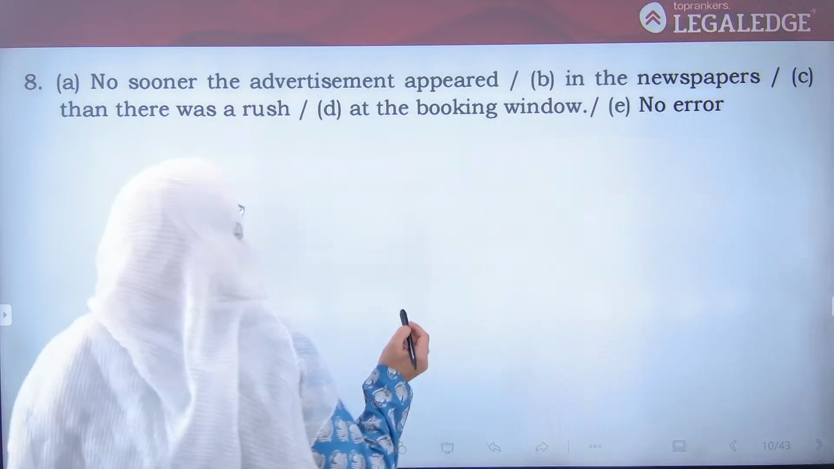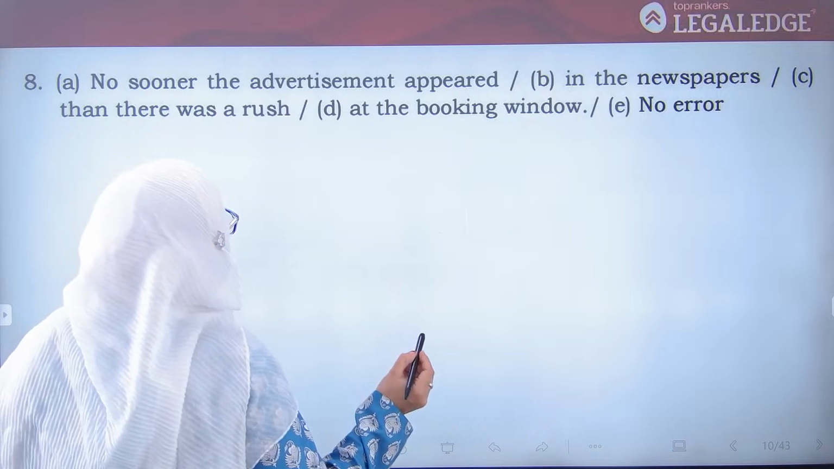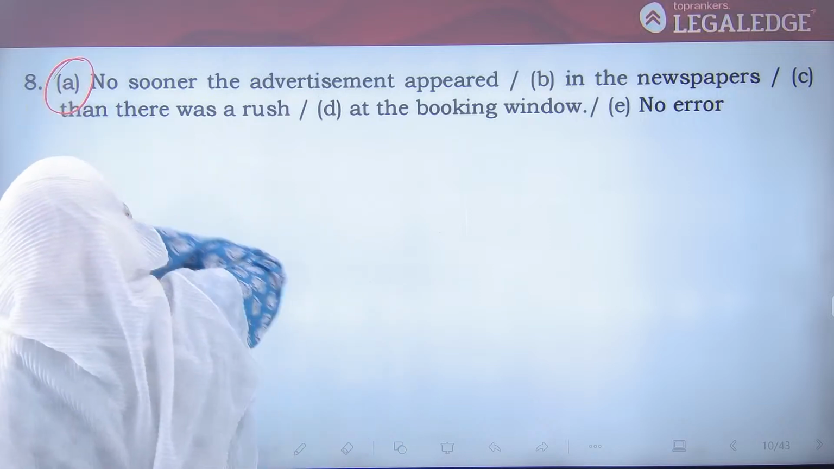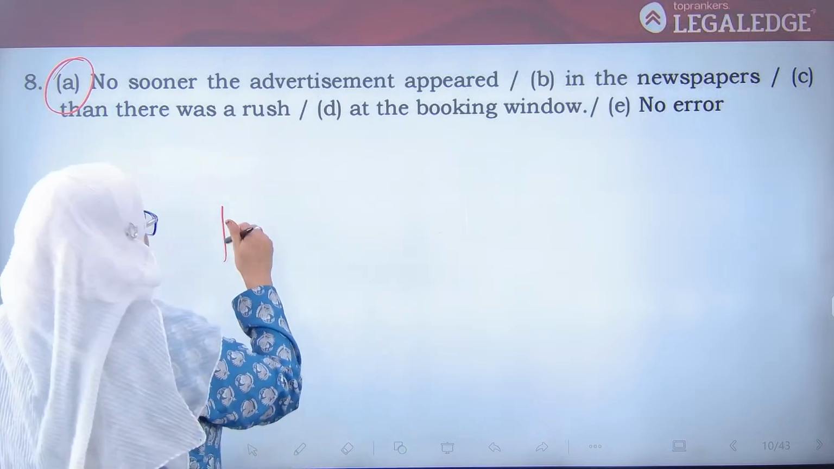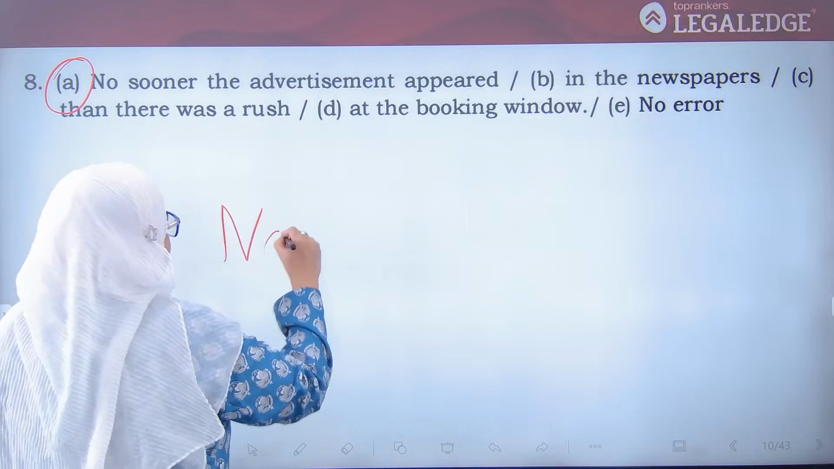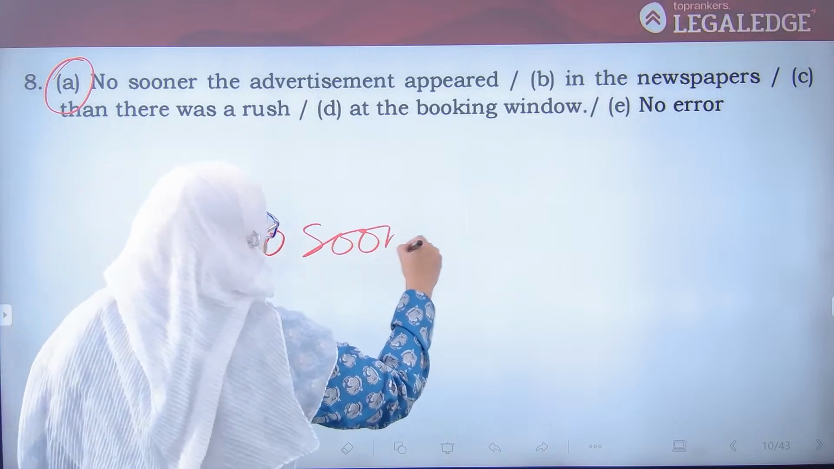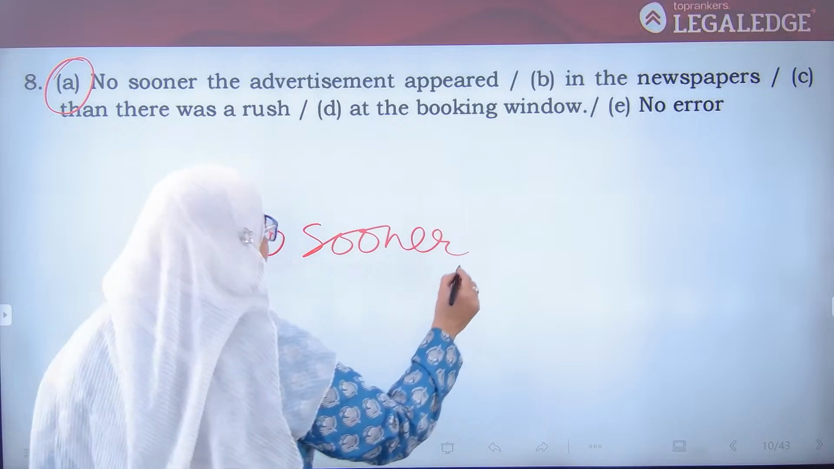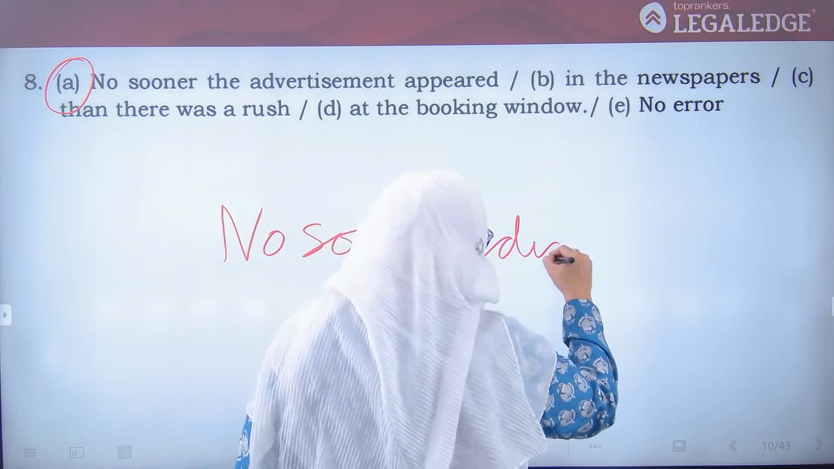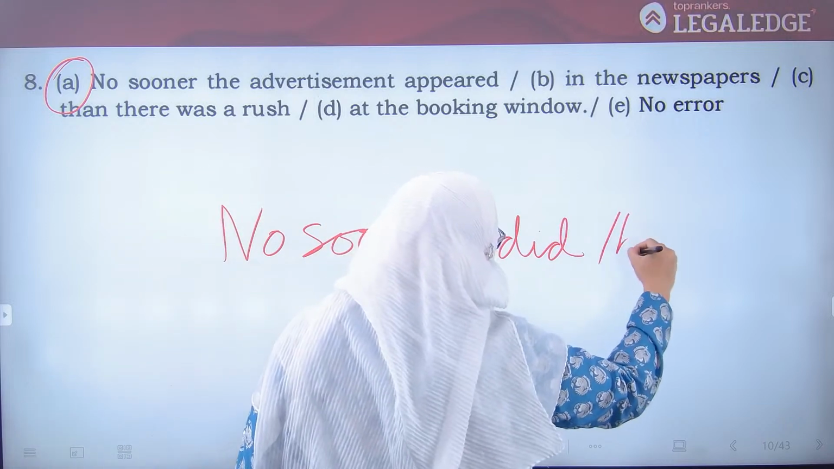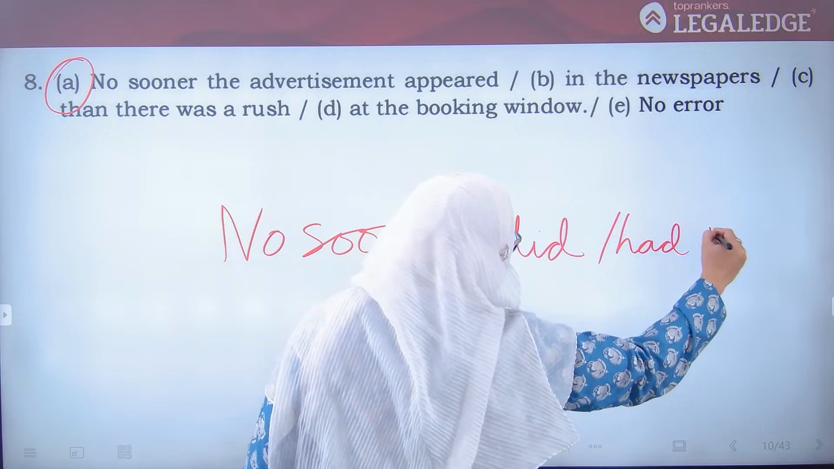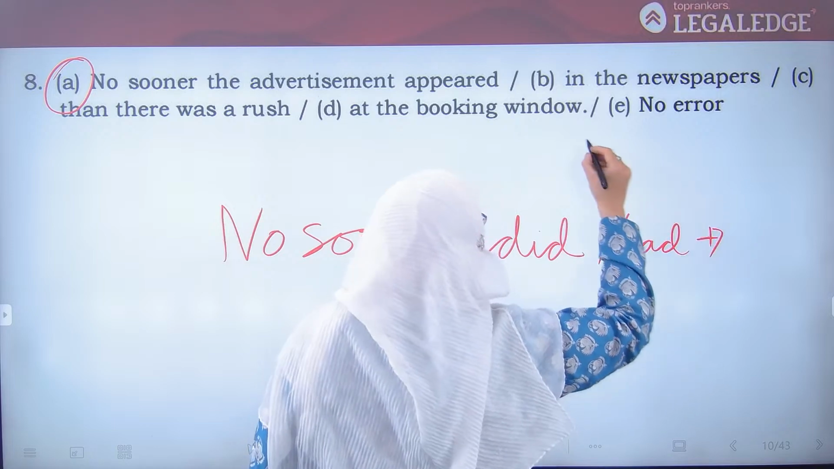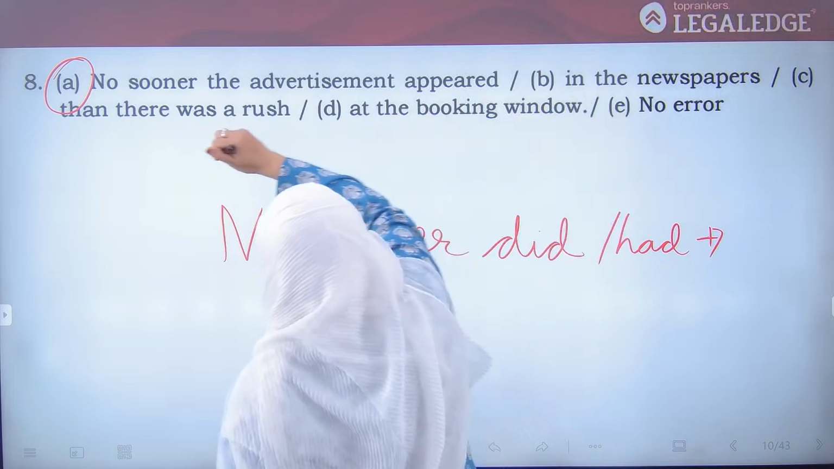No sooner the advertisement appeared, erroneous part is A. You can see, students? No sooner should be followed by either did or had. Then here, after this, comes your subject.